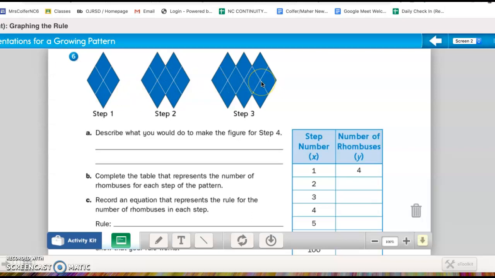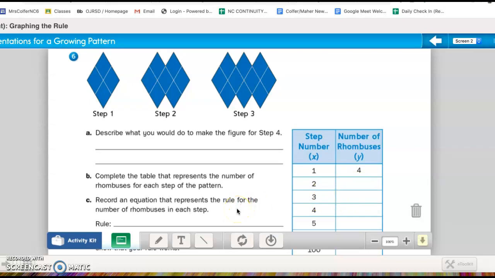Step 3, and then you are going to be responsible for A, says describe what you would do to make a figure for step 4. So see what changes. What do we add to each growing part of our pattern or to each growing step? Okay. B says complete the table that represents the number of rhombuses for each step in the pattern. So 1 is 4. For number 2, you can simply just go up and count how many are there, or notice how many you've added to each step and increase that number accordingly. Step 3, okay, how many rhombuses did we use to make that figure?